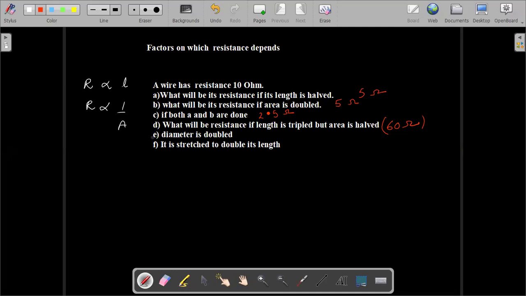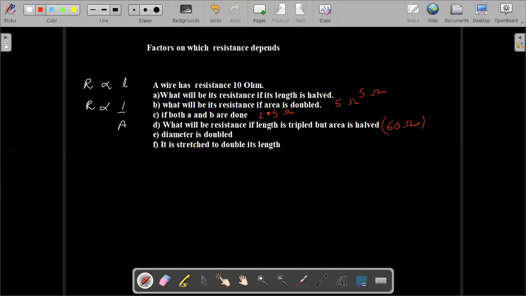Now, what will be the answer for E? Think for the possible answer for E. If the diameter is doubled, what would be the resistance? Sir, 20. No. See, if the diameter is doubled, that means the radius is also doubled.